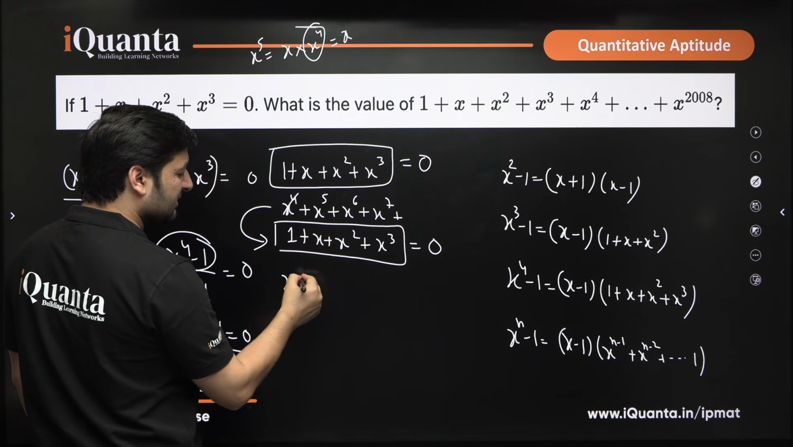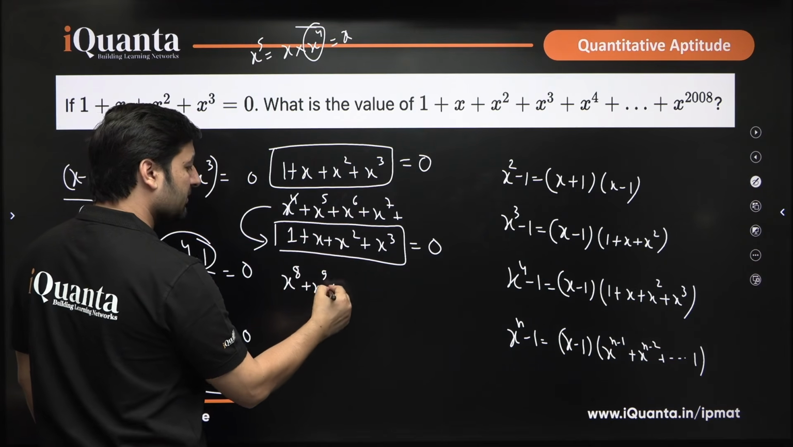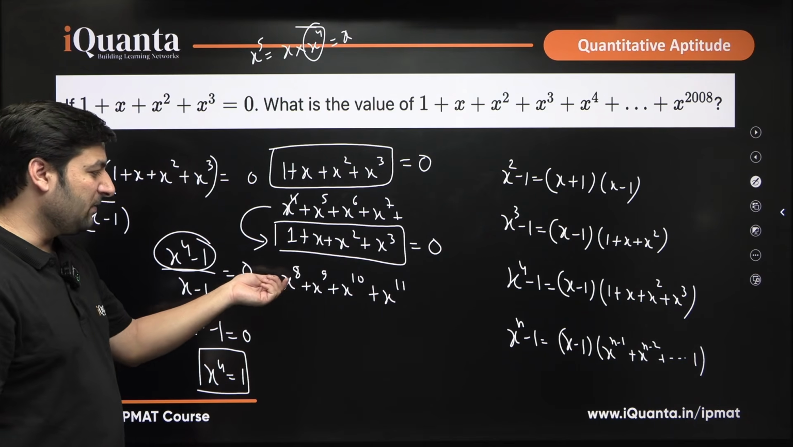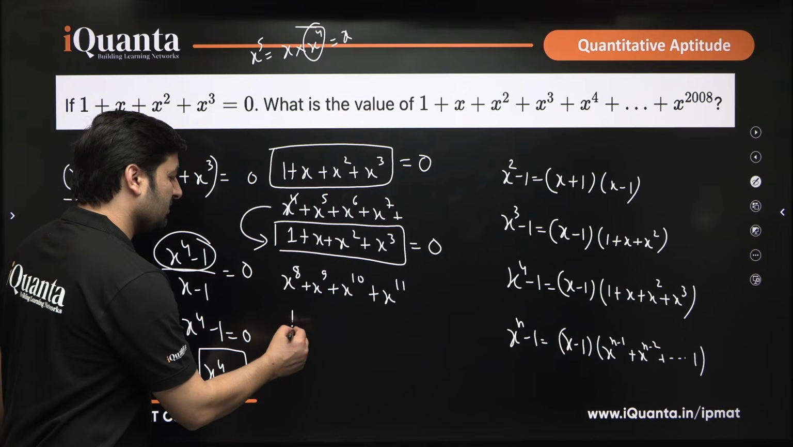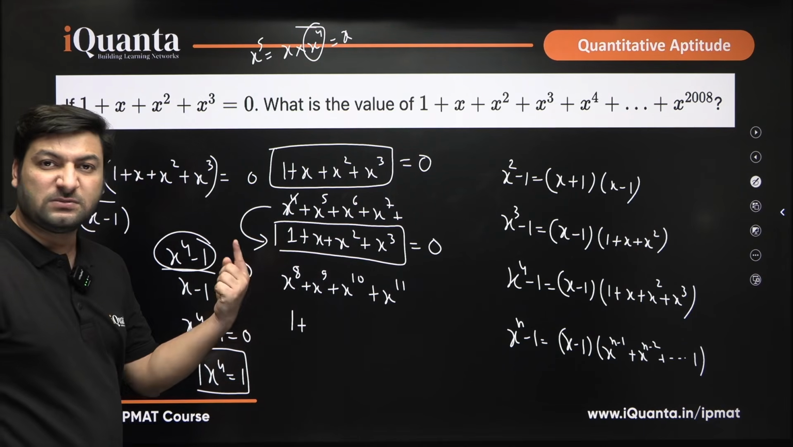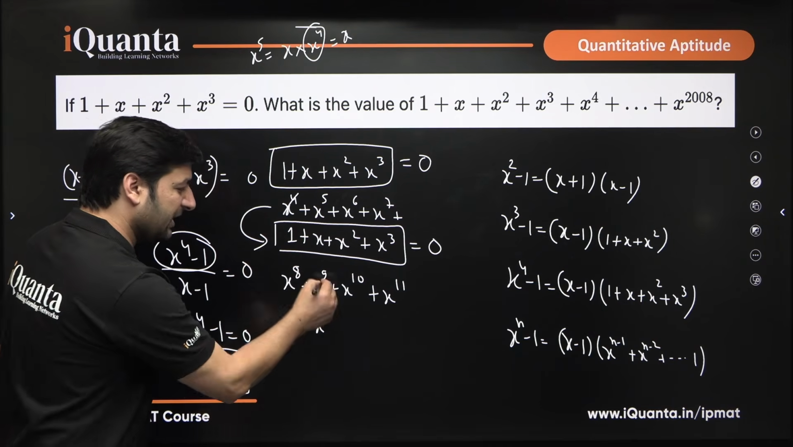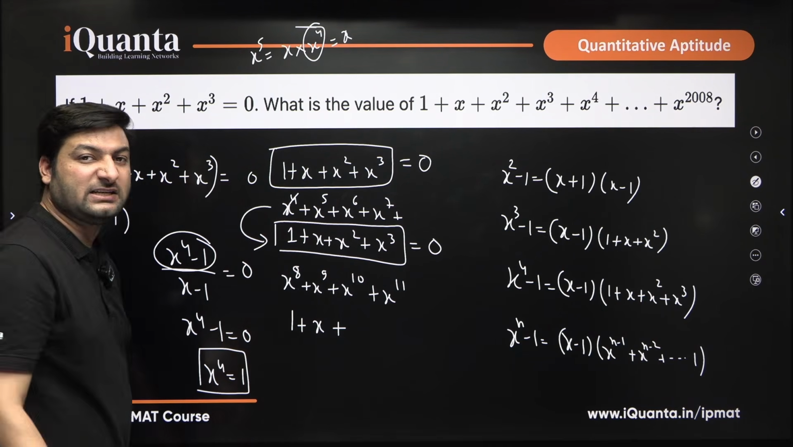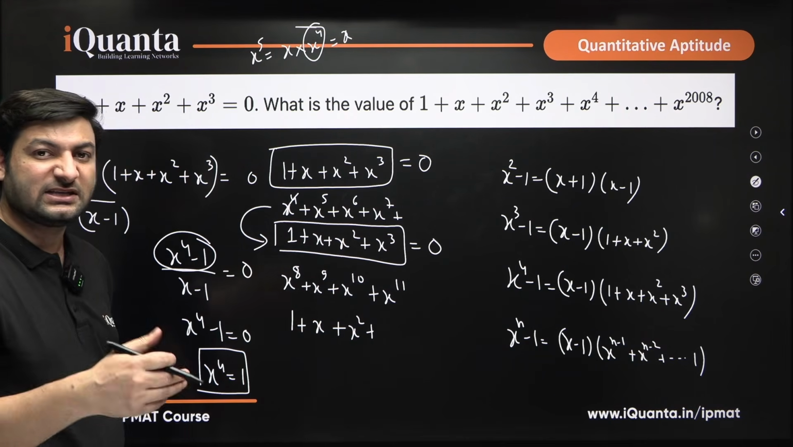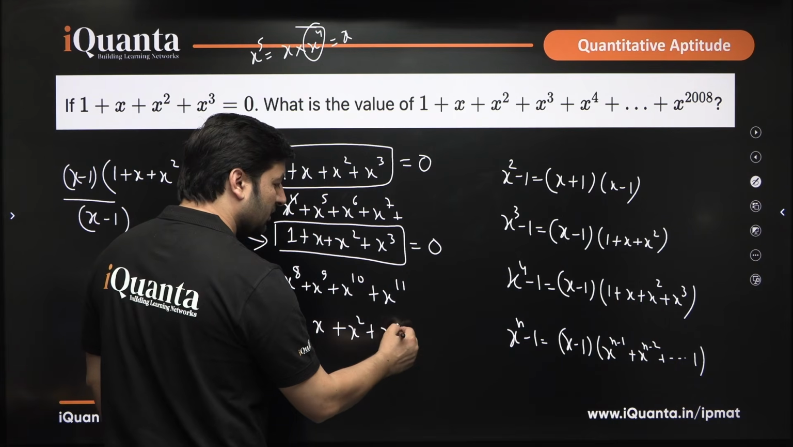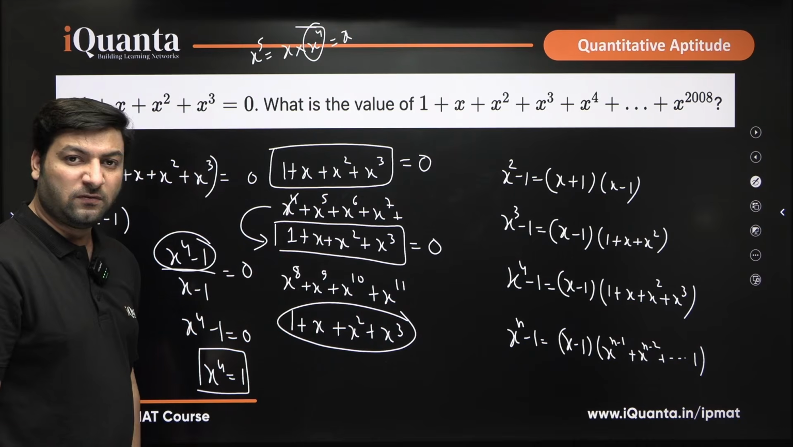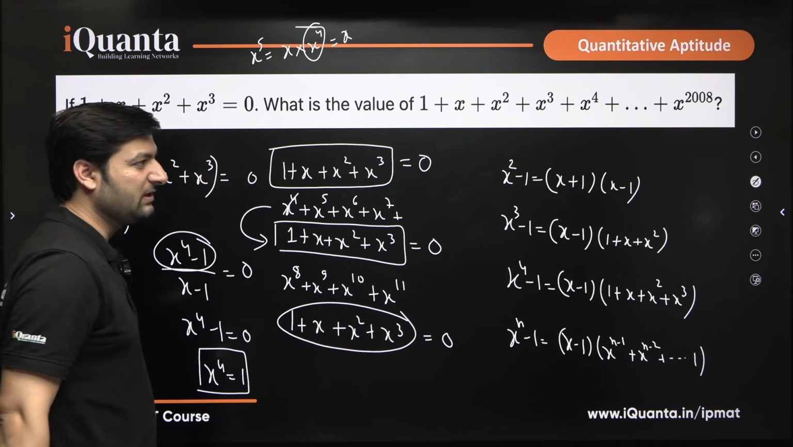Now if I start with x to the power 8 plus x to the power 9 plus x to the power 10 plus x to the power 11, x to the power 8 can be written as x to the power 4 whole square, x to the power 4 is 1, 1 square is 1. x to the power 9 can be written as x to the power 8 into x, x to the power 8 becomes 1 and that gives me x. x to the power 10 can be written as x to the power 8 into x square, I get x square, and again x to the power 11 can be written as x to the power 8 into x cube, so I will get x cube. So every successive group of 4 terms is giving me a 0 every time, yes or no?